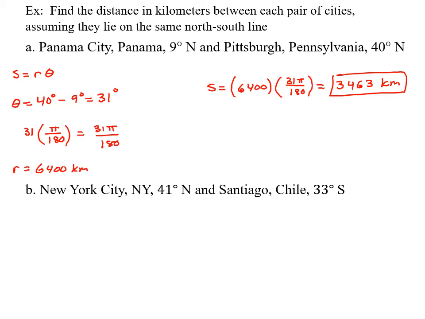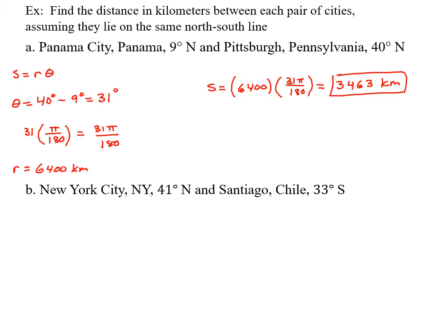Keeping in mind your radius being 6,400, you cannot possibly get two cities further apart than the diameter of the Earth, which would be 12,800. And so if you got two cities that were further apart than 12,800 kilometers, one of those cities would have to be in space somewhere. So don't do that.